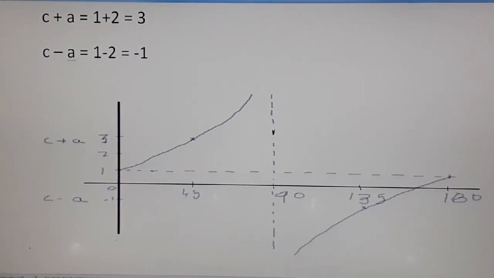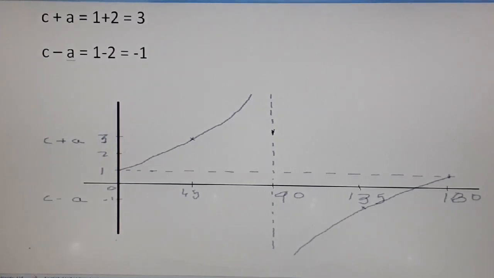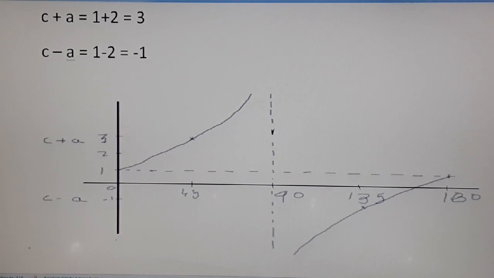Similarly, in the second part, from 90 to 180, tan is negative, so the curve should be below the axis. It will start from the axis, but in the lower part, and the mid value of this should pass through c minus a. That's why c plus a and c minus a are important to calculate, because the mid values always pass through c plus a and c minus a. So in this way, student, you can complete your sketching.